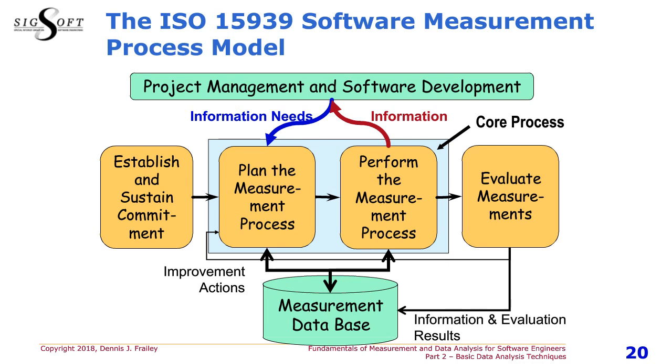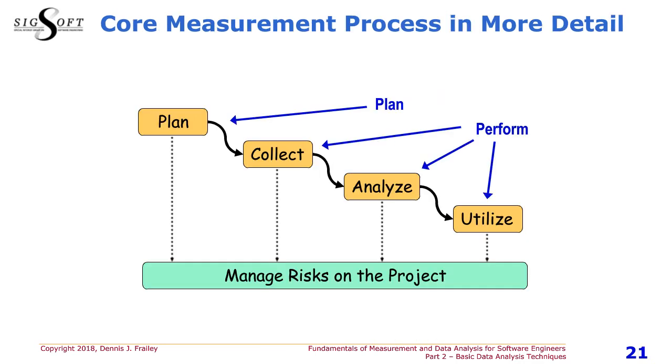Now let's look at the core process in a little more detail. And you'll notice that 3 of the 4 boxes have to do with performing, 1 has to do with planning. And you'll also notice the role of risk management here, because that's one of the main reasons you use measurement for, so that you can manage risks.